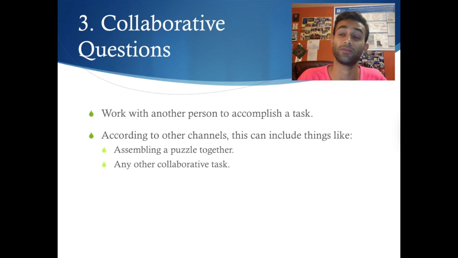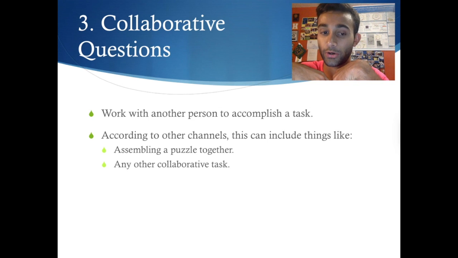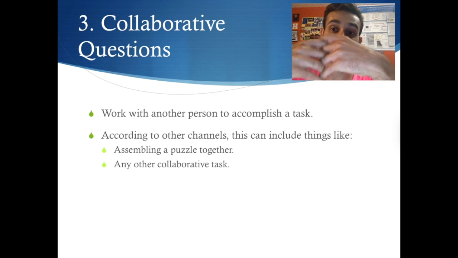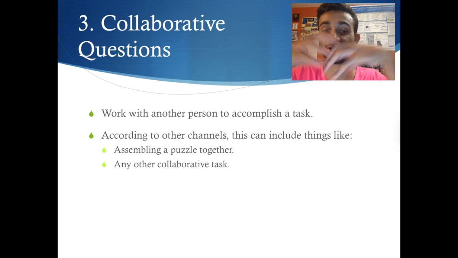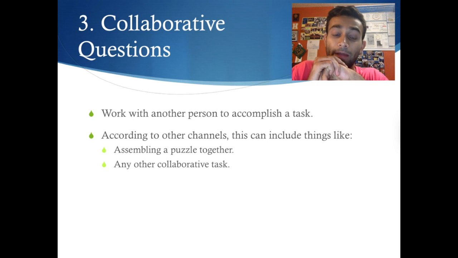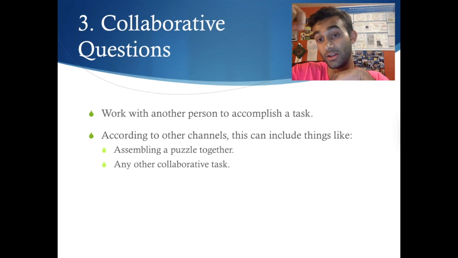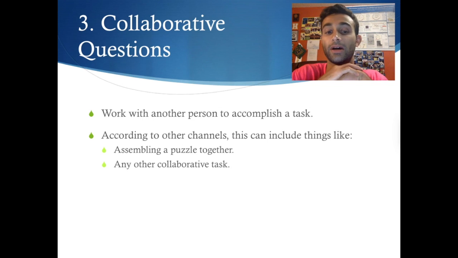The third type of question is going to be collaborative questions. Collaborative questions literally involve you collaborating with either the interviewer or even another applicant and accomplishing a task. I didn't actually cite my source for this one, but I used an MMI video that has really good collaborative question examples, so I'm going to cite that as source number 2 in the description. So use that.